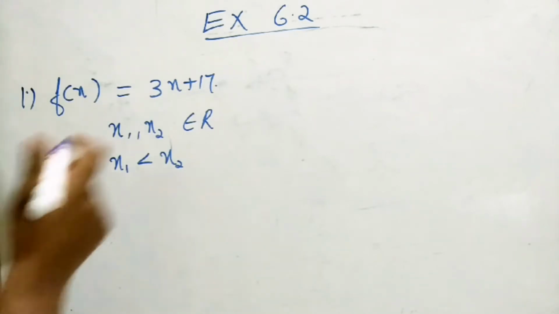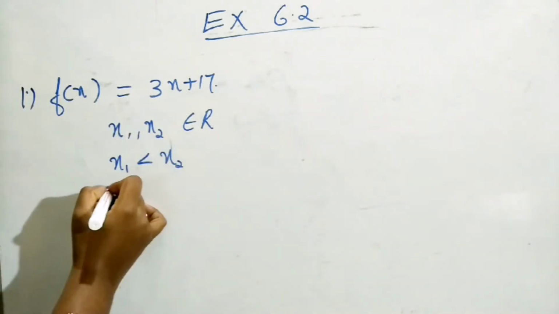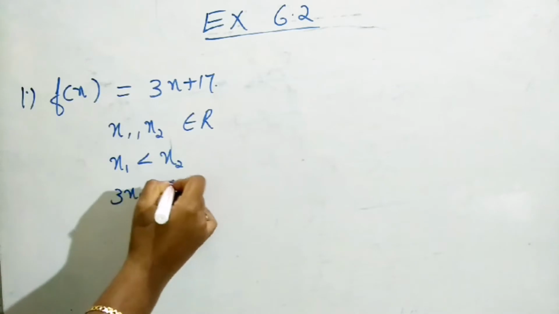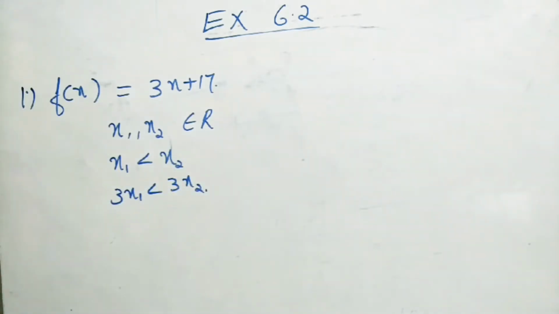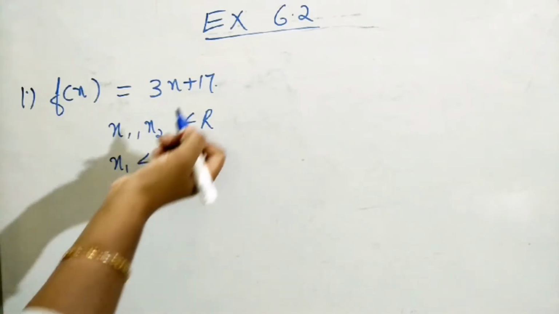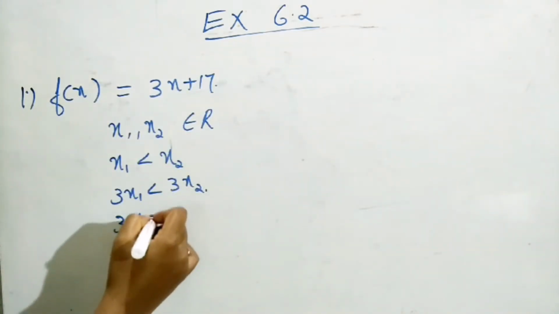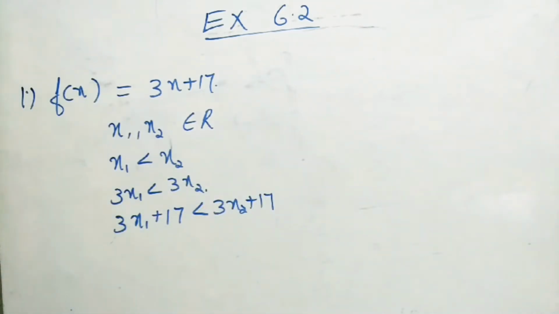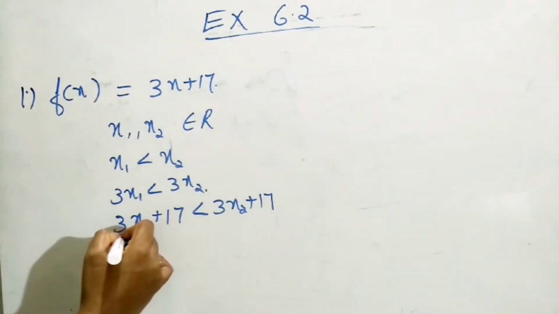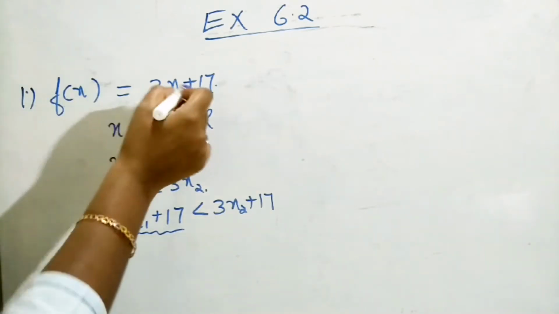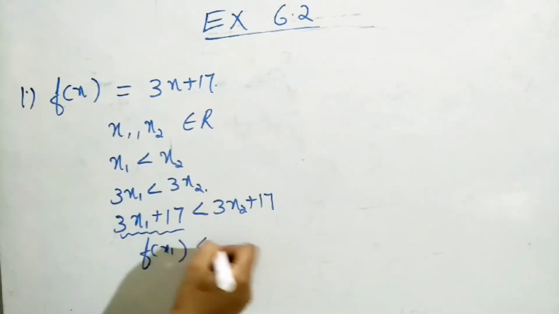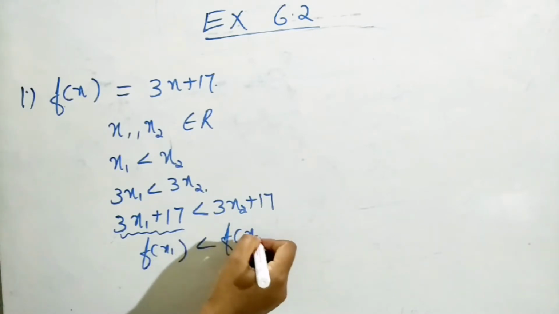Now, since x1 is less than x2, if you multiply this inequality throughout by 3, you will get 3x1 less than 3x2. Now just add 17, then we will get 3x1 plus 17 less than 3x2 plus 17. What is this 3x1 plus 17? f of x is 3x plus 17, so 3x1 plus 17 is our f of x1, and 3x2 plus 17 is our f of x2.